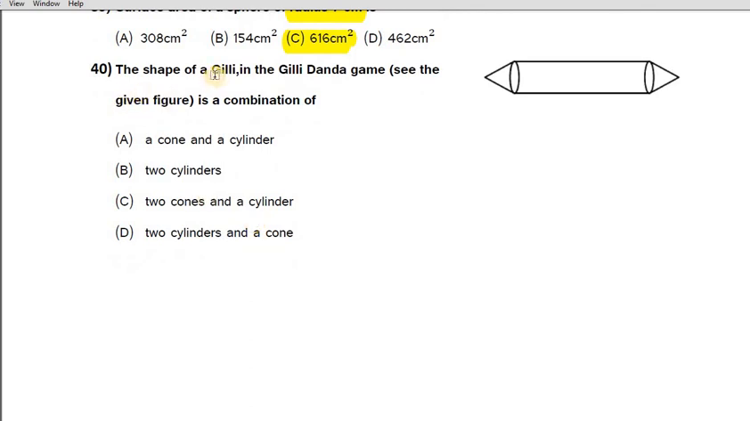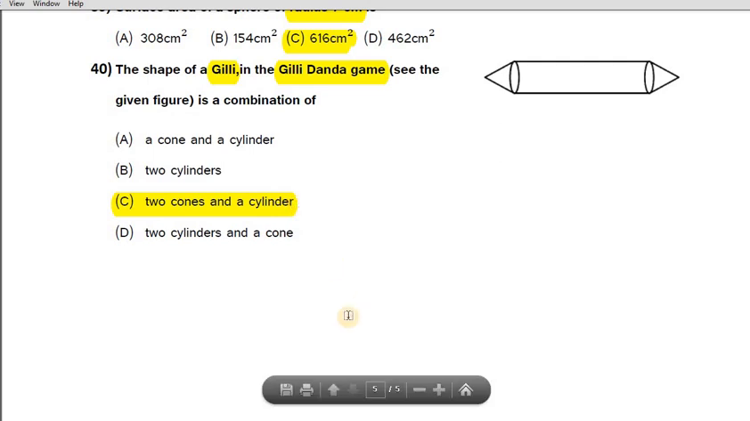The shape of a gilli in the gilli danda game, see the given figure, is a combination of, so here one combination of gilli is given. Which shape do we want to write here? First option is a cone and a cylinder, 2 cylinders, 2 cones and a cylinder, 2 cylinders and a cone. So obviously we can go for option C. 2 cones have attached on both ends of a cylinder. So hence 2 cones and cylinder is the correct option.